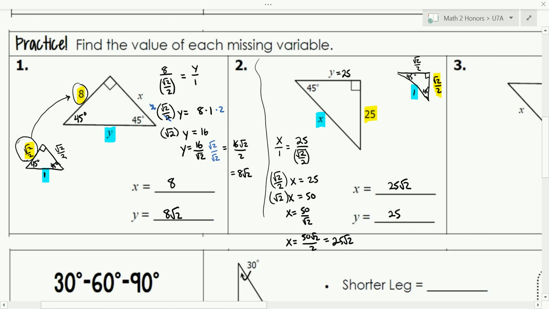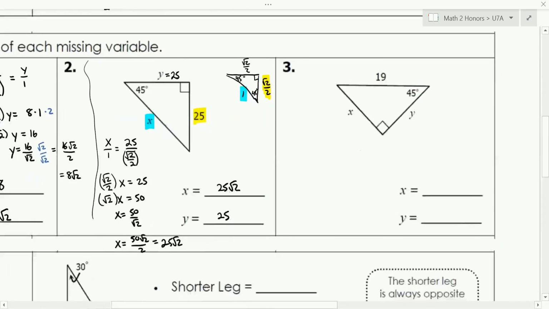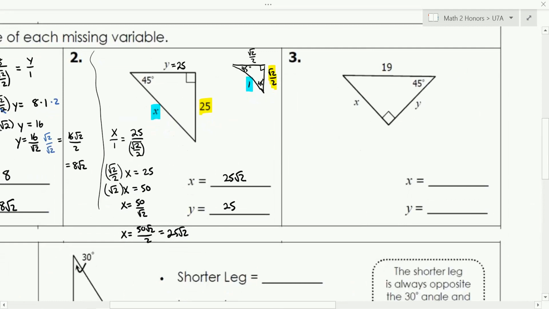So number 2, what are we getting for x? 25 root 2, yeah. And for y, you get 25. Now, number 3 is going to be a lot easier to work with. And let's look at why.